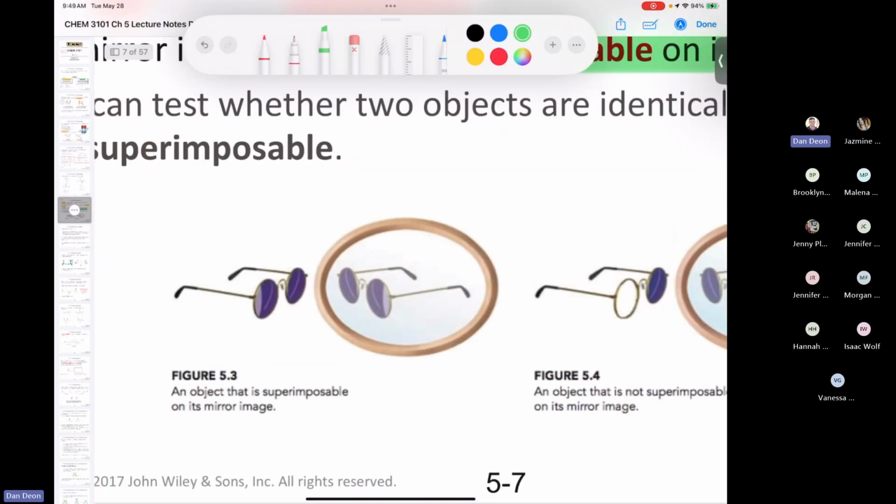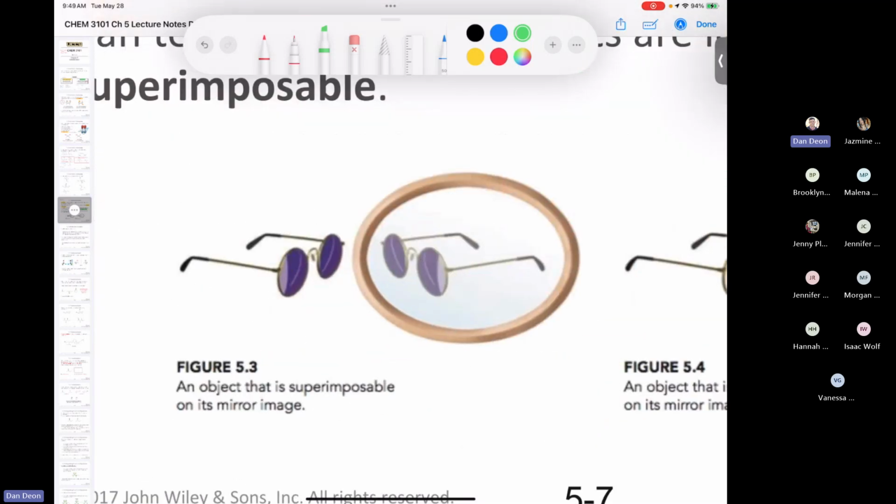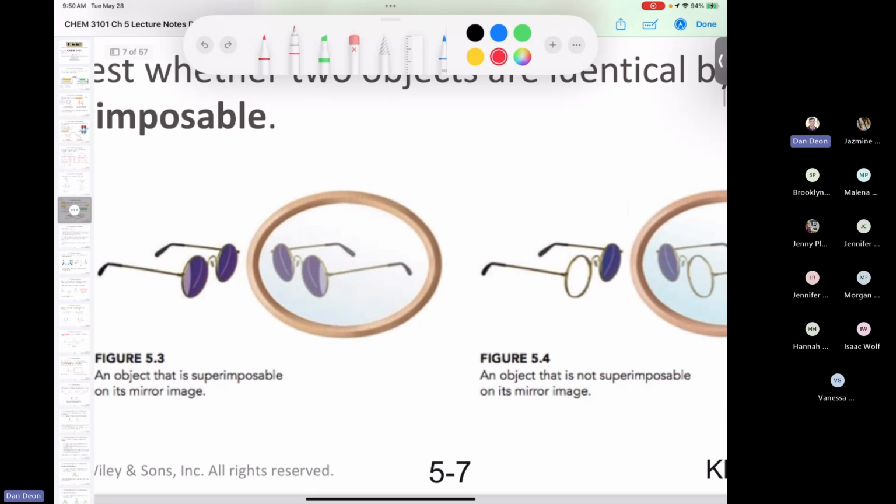If I take a look at these glasses here, where both of the lenses are clear, you see that if I was to take this pair of glasses, you can see that they are superimposable on the other ones. I could pick these ones and plop them right on top and they would match perfectly. So we see that these are superimposable.